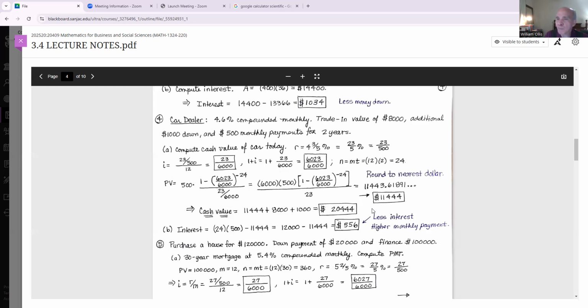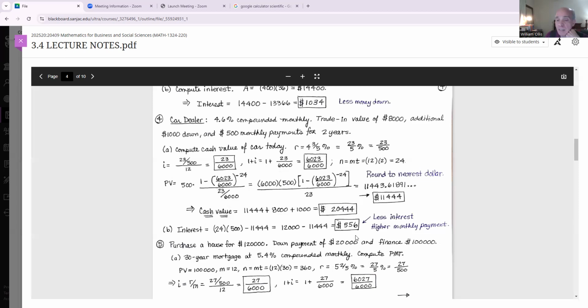You have at your disposal the ability to work with numbers any way you like. Now, notice here, and this is very important, if you look at the part that was actually in the calculation, you've got 24 payments of $500, which is $12,000. And then you have the present value. So you've only got a little bit of interest, $556.